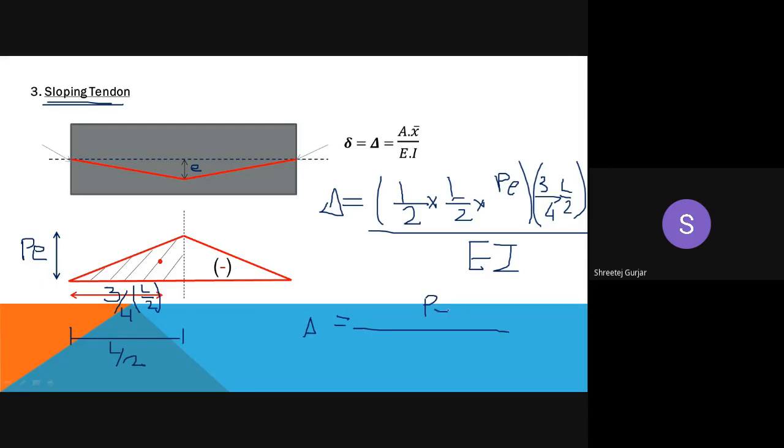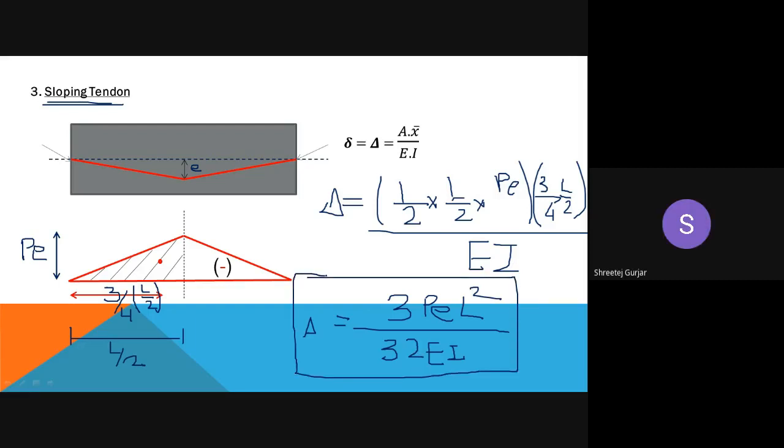P into E into L divided by I. L squared, right? Two L's are there, so L squared. Now next, 3 by something. 3 by 32. 3 by 32 EI, sir. This is your result. So this is delta caused by the prestressing force when you have a single tendon.